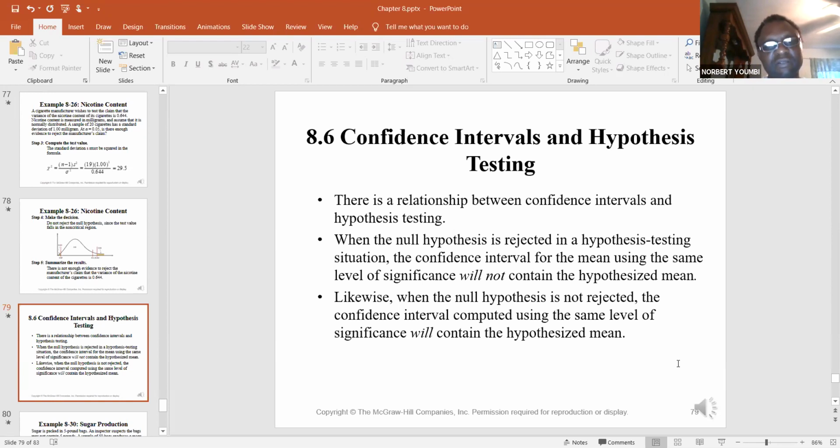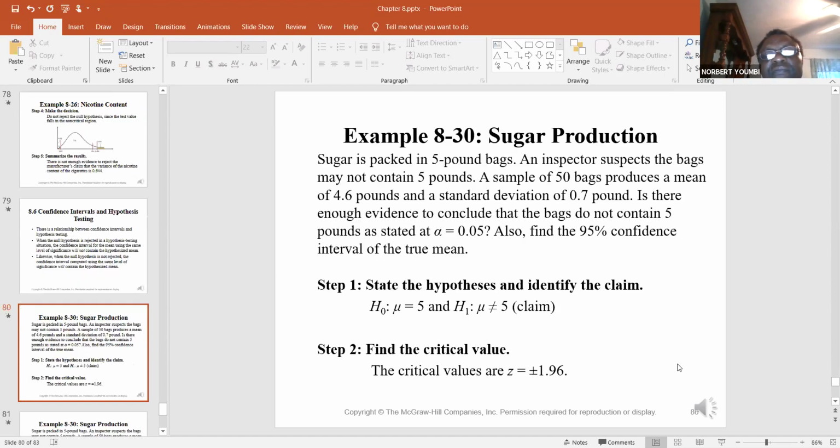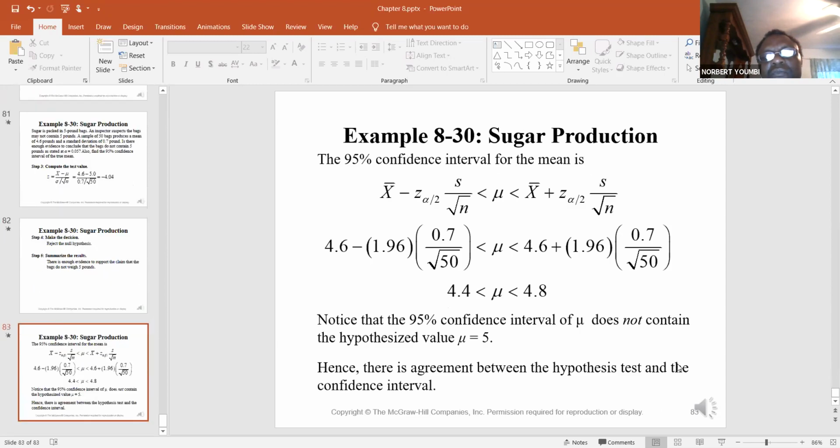If the null hypothesis value is in the confidence interval, you do not reject it. If it is not, you reject it. Actually, the confidence interval gives us the range of values within which the parameter is. Since the null hypothesis is always the parameter equals a value, if it is in the confidence interval, we do not reject the null hypothesis. If it is not in the confidence interval, we reject the null hypothesis. So this is an example.